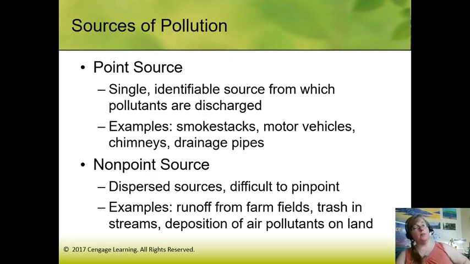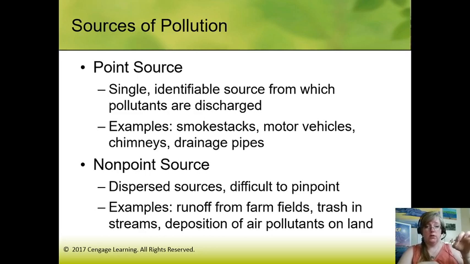Now there's two types of pollution. There's point source pollution and non-point source pollution, and their definitions, you kind of can figure out what they are. So with point source pollution, you have a single identifiable source where the pollutants are discharged, like smokestacks or motor vehicles, chimneys, drainage pipes. There is somebody you can point at and say, that is your fault, clean it up.